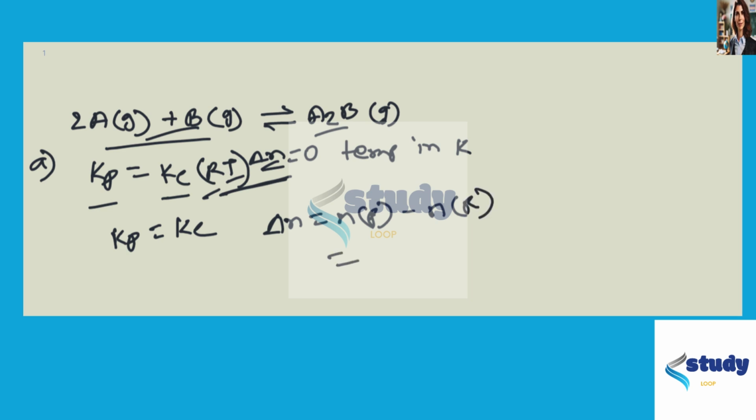Here we have one mole of product being formed from 2 plus 1, that means 3 moles of reactant. That means the value of del N here is 1 minus 3, which is equal to minus 2. The value of del N is not 0, and that's why the value of RT to the power del N will not be equal to 1, and that means Kp is not equal to Kc for this reaction.